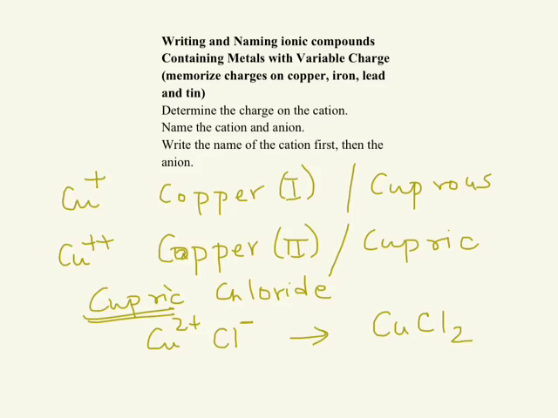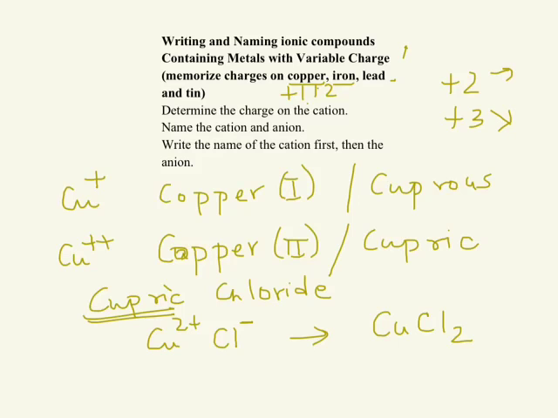CuCl2. Swap the numbers. You can call this compound cupric chloride, or you can call it copper(II) chloride. You need to know the different charges on metals like copper, iron, lead and tin. Copper can have +1 or +2. Iron can have a charge of +2 or +3. +2 is ferrous, +3 is ferric.